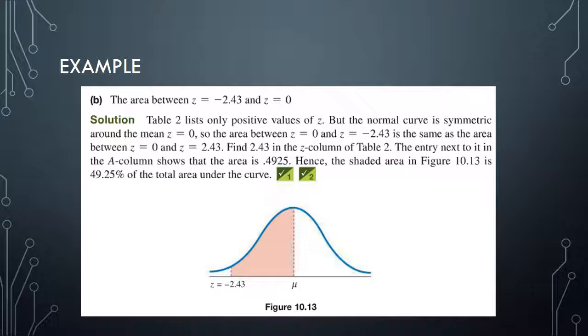Okay, and again, they're referring to the table, and you can use the table if you want to in the back of the book, but the calculator is a lot more convenient. You're going to select normal CDF, and you're going to put in negative 2.43, comma 0. And that should give you 0.4925, which is 49.25%. And you can see there, if you think of the mean as being at the halfway point, which it is, that's almost half of the curve that's been colored in there.